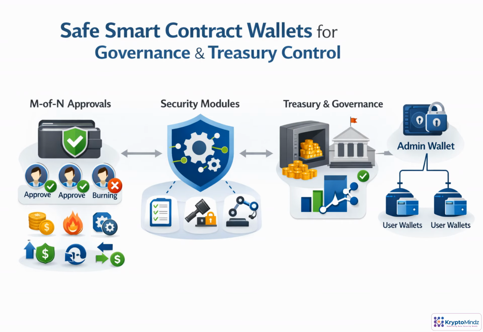A Safe-style wallet turns critical actions into a controlled approval workflow. Someone proposes a transaction, signers review it, and execution only happens after the required threshold approves. That is valuable for minting, burning, upgrades, treasury transfers, and contract ownership. Modules and guards can add policy checks or automation, but they also add risk. Before relying on Safe for governance or reserves, evaluate chain support, signer rotation, upgrade paths, module permissions, and emergency recovery.